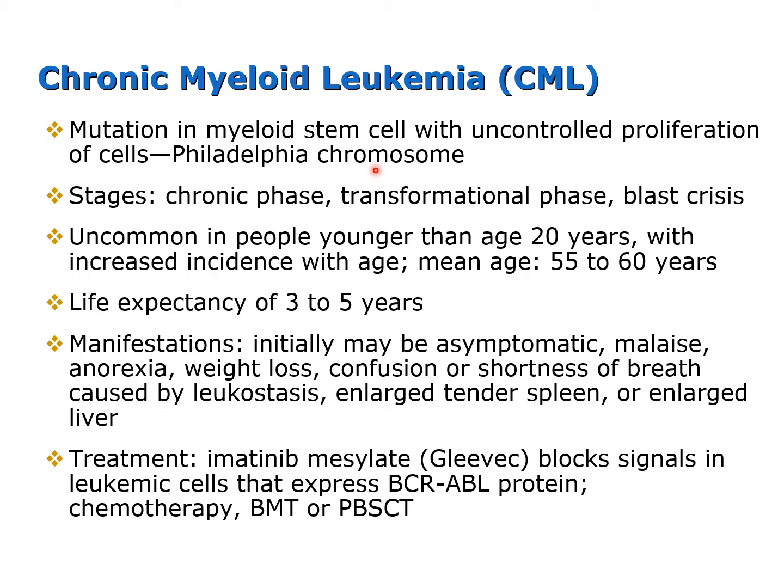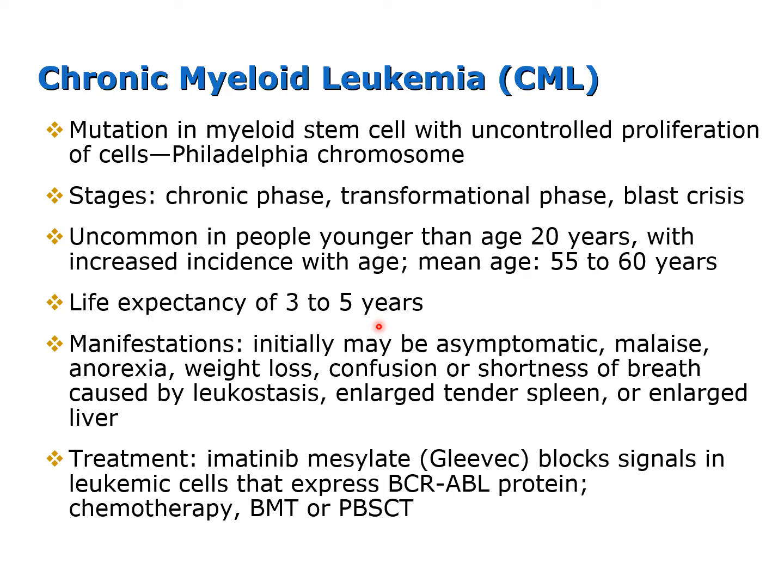There are different stages that can happen under this type of leukemia. So chronic phase, transformational phase, and a blast crisis. I do not need you to worry about these stages so much. This particular type of leukemia is uncommon in people younger than age 20, with increased incidence with age, mean age about 55 to 60, life expectancy 3 to 5 years.